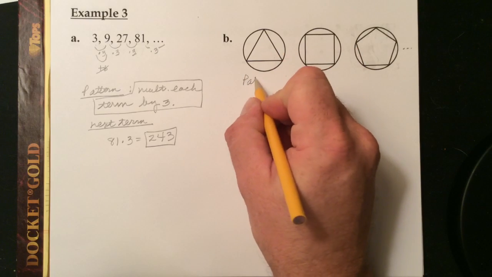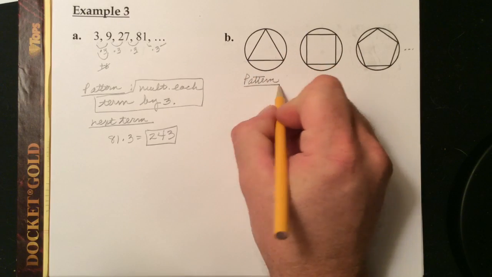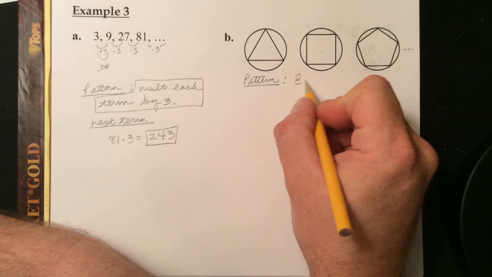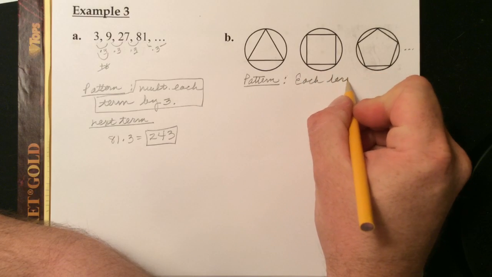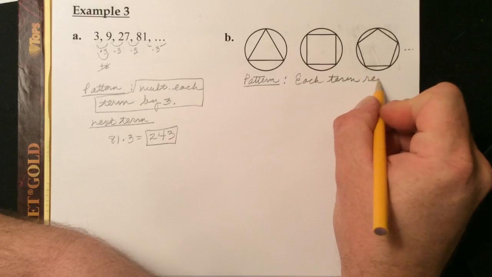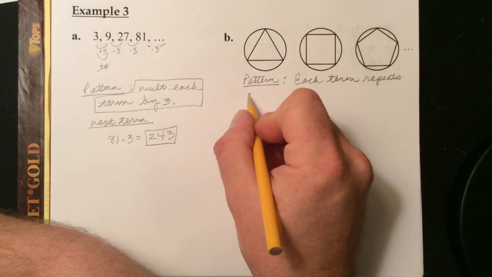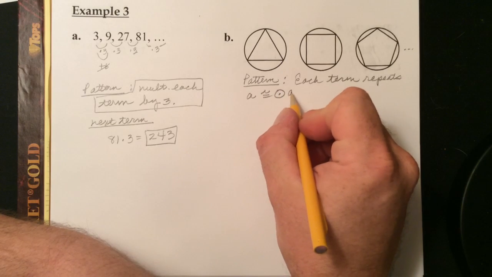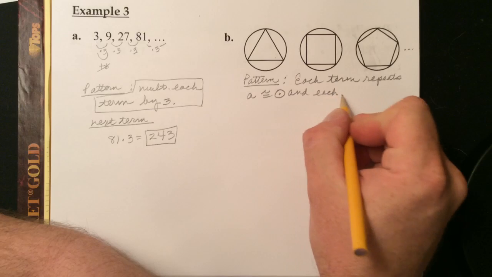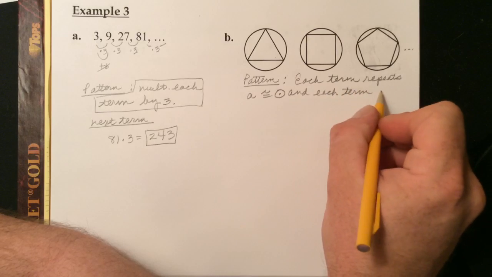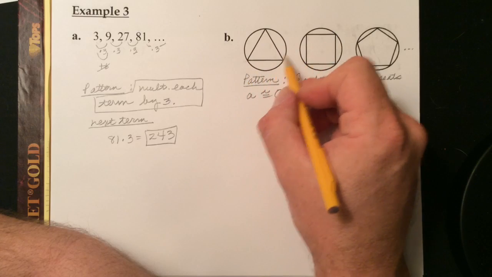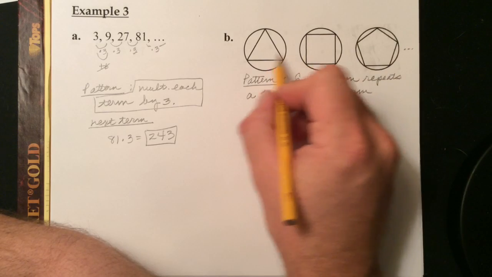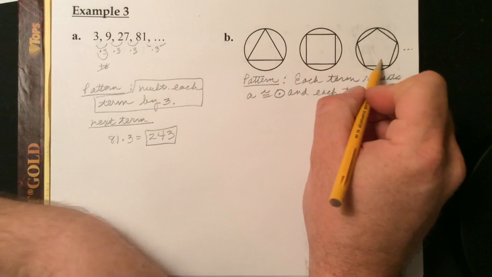So the pattern is something like this. Each term repeats a congruent circle. That's the symbol for circle. And you'll notice each term, the polygon has one more side to it. So we can say this is a triangle, this is a quadrilateral, and a pentagon.